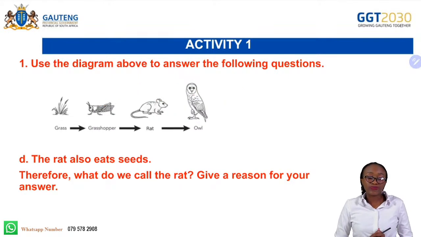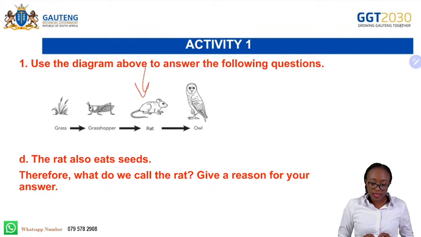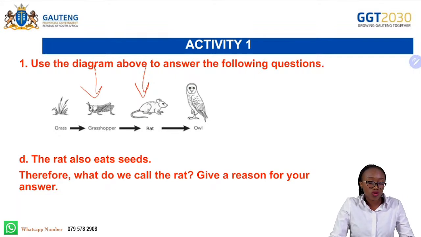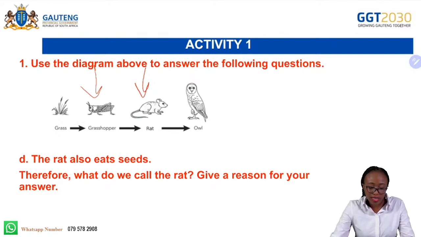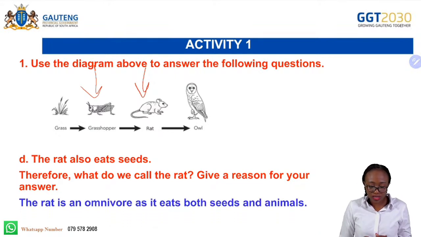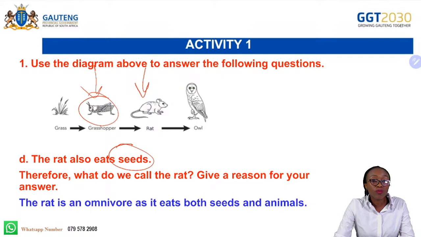Now, D. The rat also eats seeds. Where's the rat? Here's the rat. It also eats seeds. But in the food chain, it is seen to eat the locust. The locust is surely not a seed. It is a consumer. So therefore, what do we call the rat? And give a reason for your answer. We call the rat an omnivore because it eats both seeds and animals. A grasshopper is labeled under animals. So the rat is an omnivore. It eats both plants and animals.